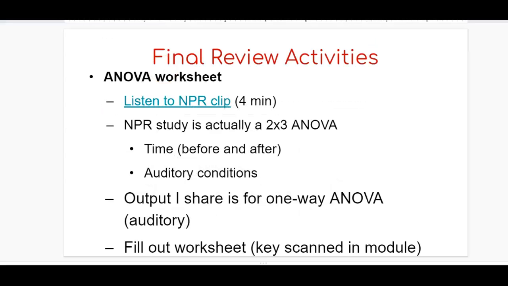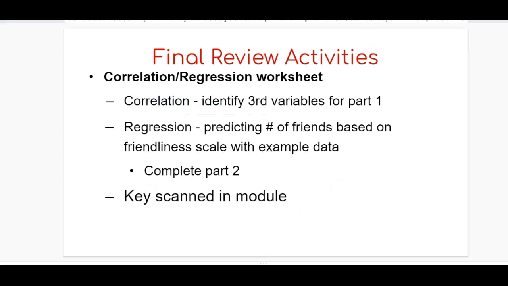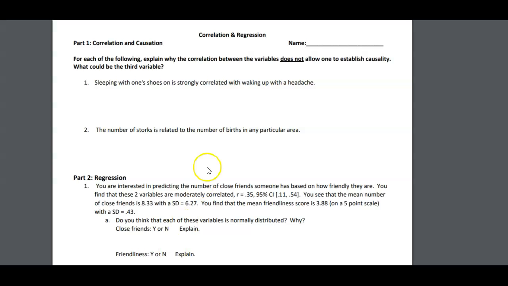So then the next review activity is looking at regression and correlation. For regression and correlation, again, remember correlation is not causation. So you are going to go ahead and first talk to me about this idea of a third variable. So a third variable is some other way to explain how these 2 things are related. So I'm going to ask that you at least pick one of these 2 options. You could do both, and I'll give you an answer key. It's not going to be exhaustive, but I'll give you some ideas.